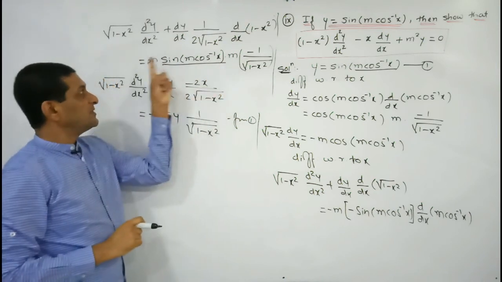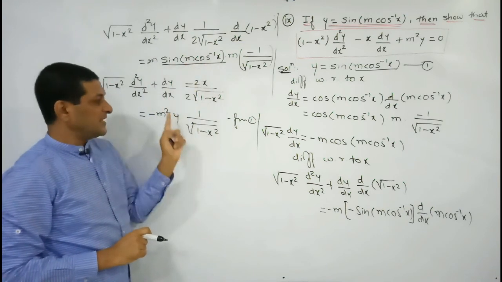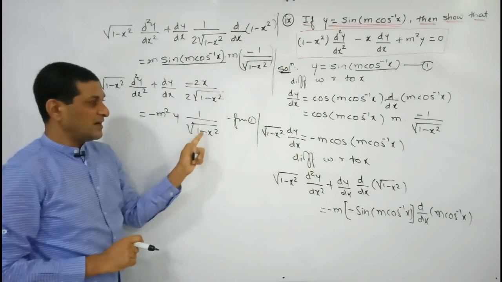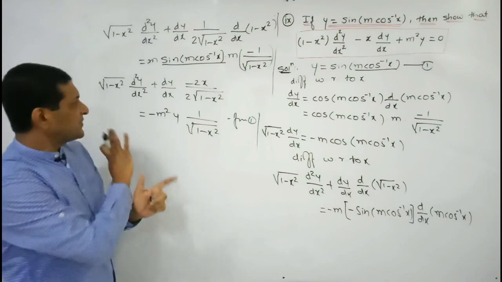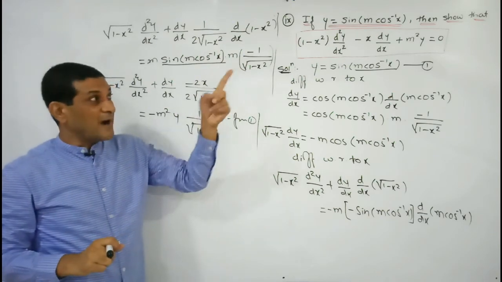Here m into m will become m square, minus we have written here. This whole term we have replaced by y and kept this term 1 upon under root 1 minus x square. Now differentiation is completed. Now we are simplifying it to get our required result.